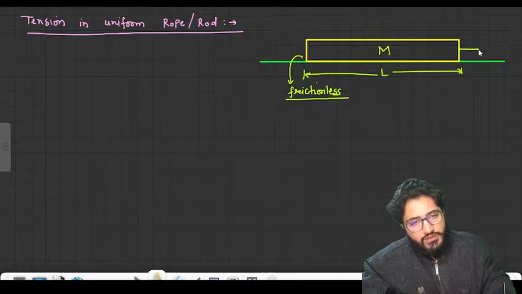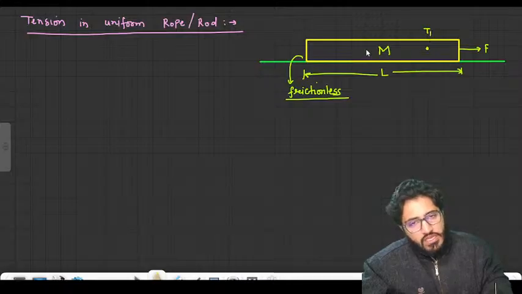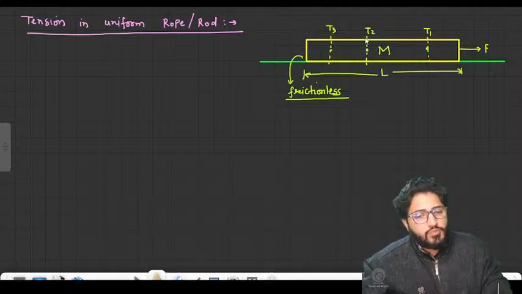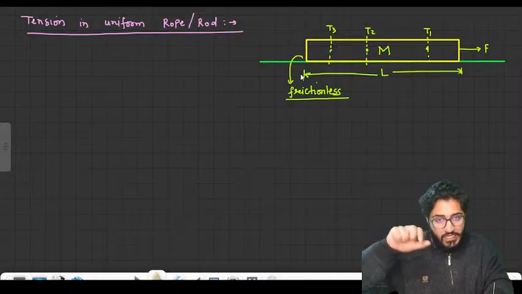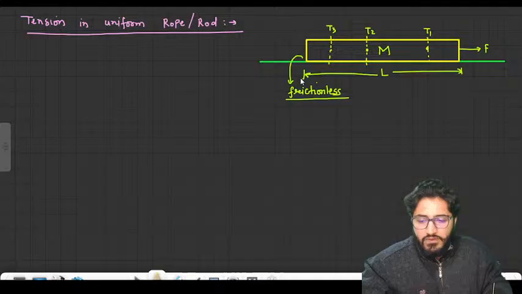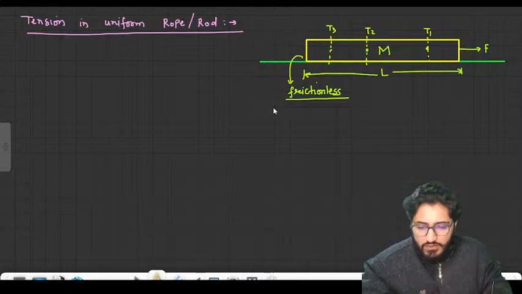You are applying force F here. So what will be the tension here? It will be T1. Suppose here it is T2. Here it will be T3. So how to find these tensions? Look, if my rope was ideal, the tension was the same. But this is not an ideal case. It is a uniform rope. It has some width, right? It is not a thin one. So at every point the tension will be different. So how to find the tension at different points? Clear now?